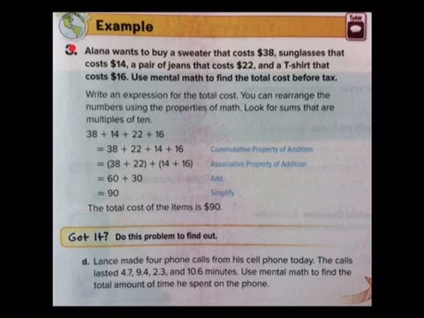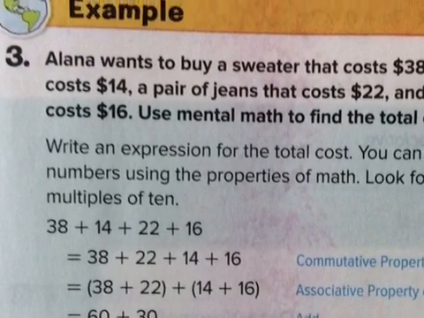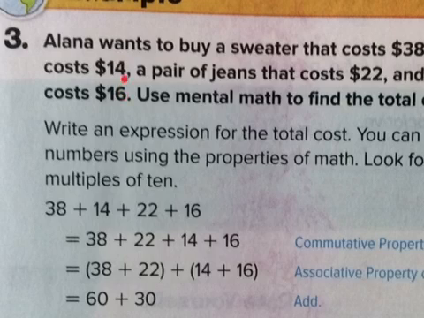Okay, for example 3, we have Alana who's buying all kinds of stuff for $38, $14, $22, $16, and so on. And they want you to do some mental math to figure this out. Find numbers. Use associative property for numbers that work well together. You know that over here, 4 and 6 work well together, right? 4 and 6 will give you another 10. So over here you have 30, okay?